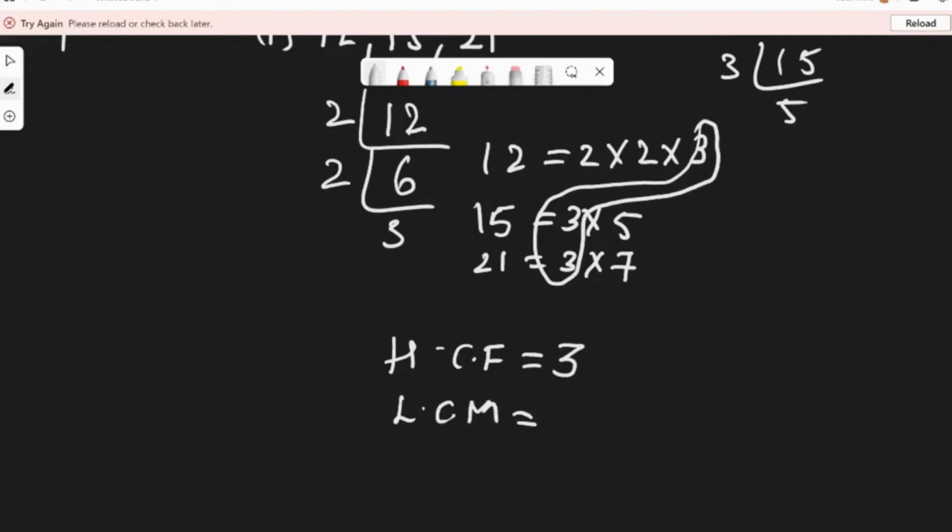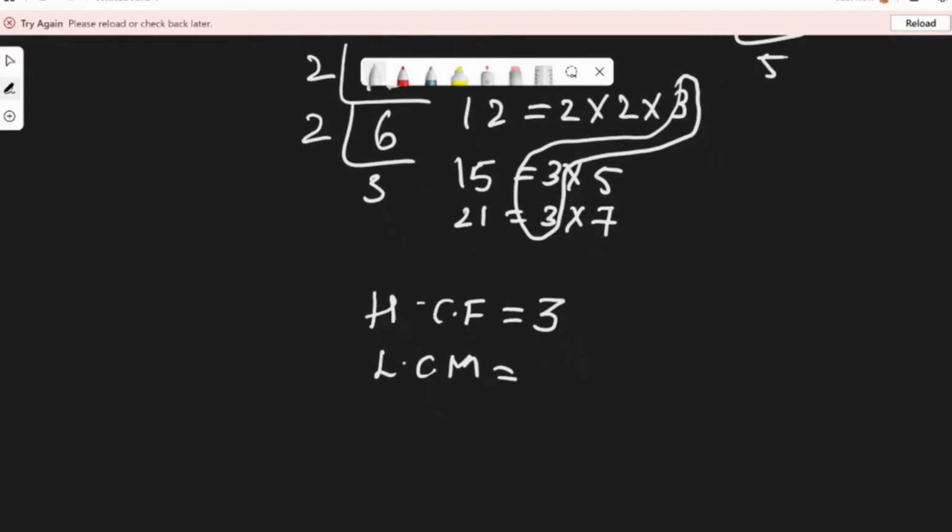Next, LCM. First step, write all the numbers present in the prime factorizations: 2, 3, 5 and 7. We can see two 2's here, so 2 power 2, one 3, so 3 power 1. You may ask me, there are two 3's here, why don't we take both? We should choose the number which is present the maximum number of times in any single prime factorization. So we'll take 3 one time, 5 one time and 7 one time.